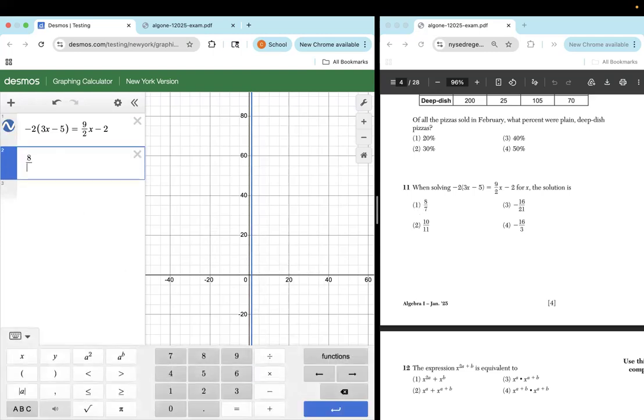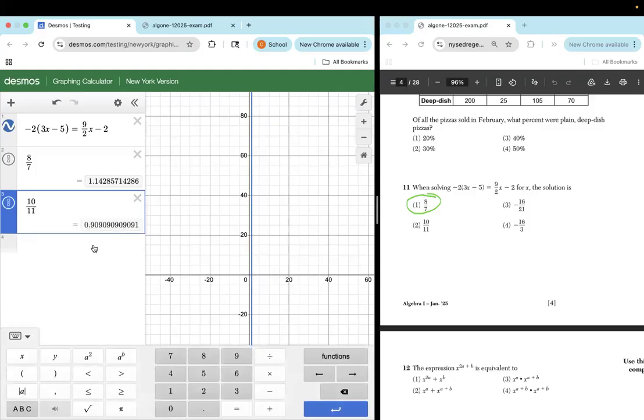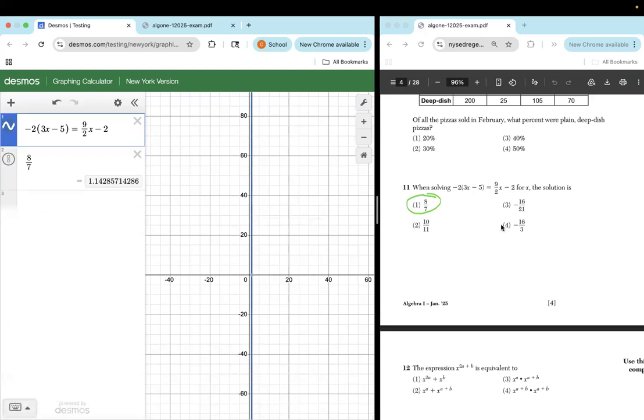Let's try 8 over 7. 1.14286, 1.14287. It's just rounded to 1.14286, so it's going to be choice 1. You can also see 10 over 11 is not close at all. So if you weren't sure, just check the other choices, but you'll see 8 over 7 is that number just rounded. So my answer is choice 1.